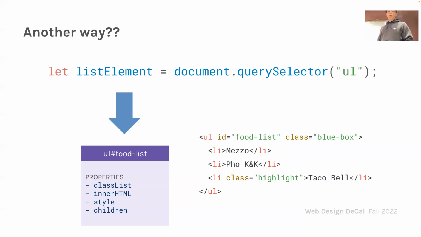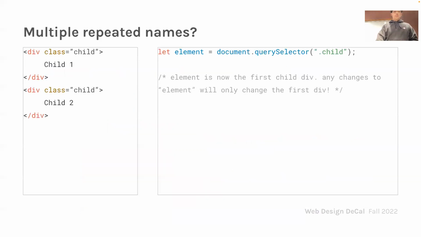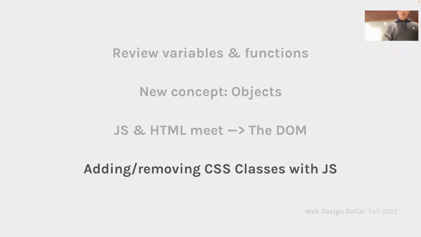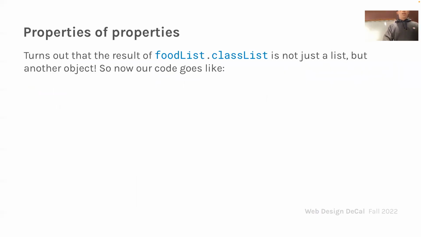And another way you can select it is by the UL, the unsorted list. In this case, if we only have one unsorted list, it would just give us this food list ID section. But if we have multiple, it might give us all of them. And then, yeah, for this as an example, if we have two children or two child classes, it will give us the first child class. So now we want to be able to edit the CSS of these elements now that we've selected them.